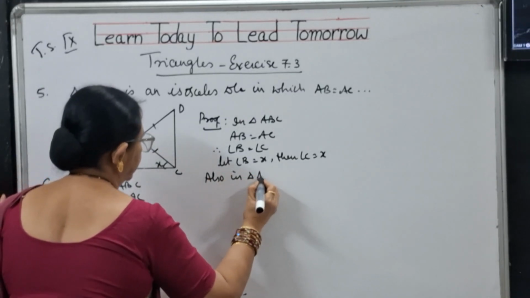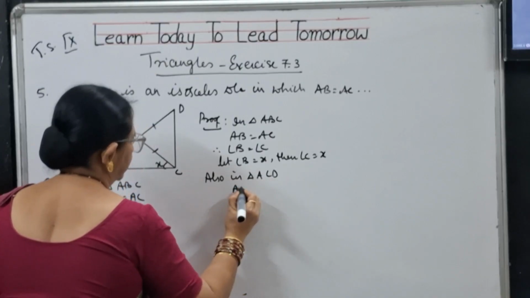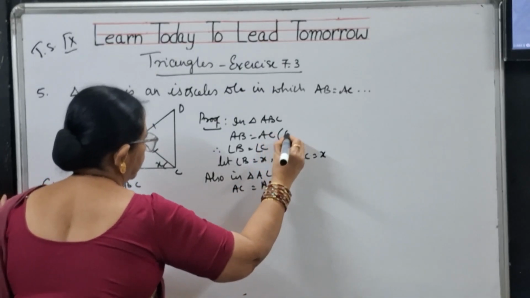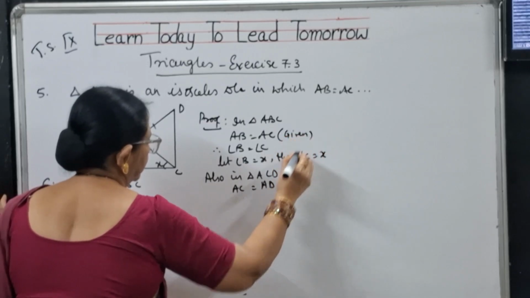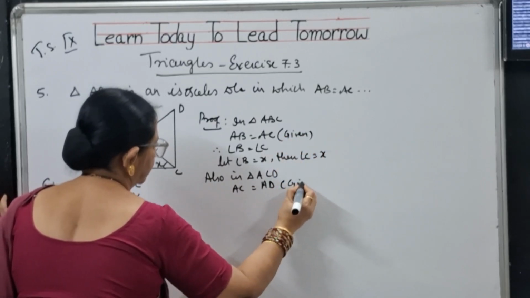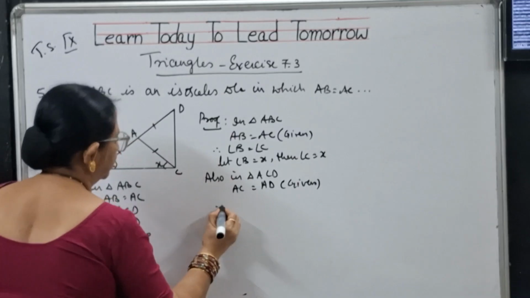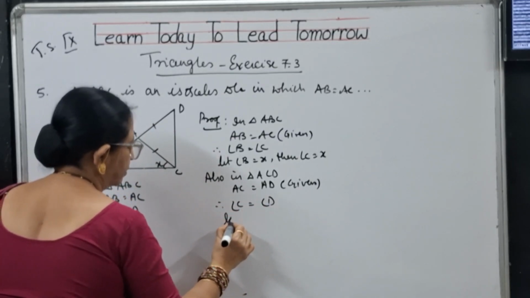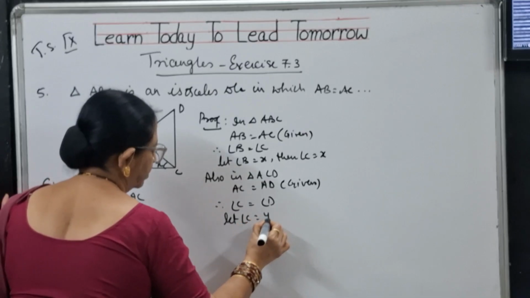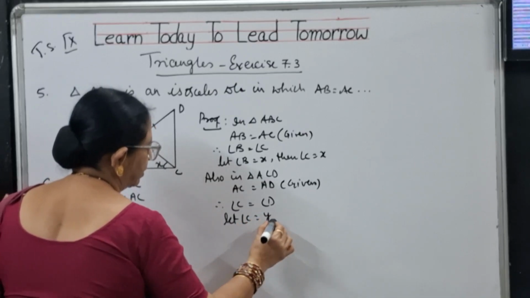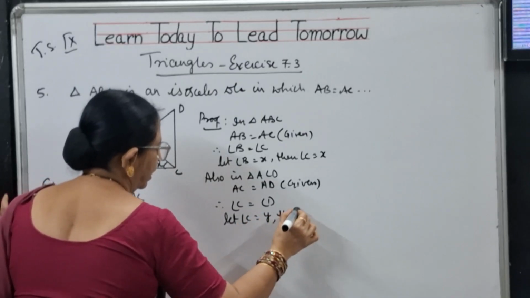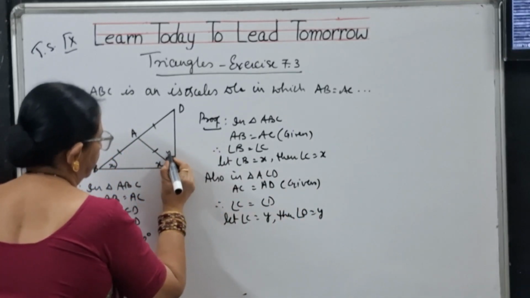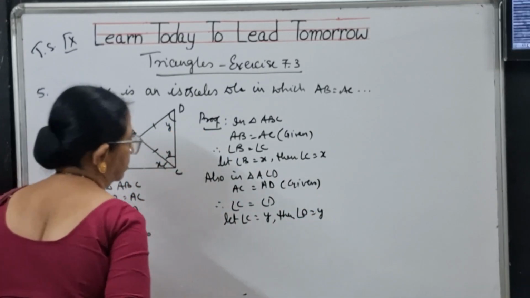in triangle ACD, AC is equal to AD. This is given to us, and here also it is given to us. Therefore, angle C is equal to angle D. Let us consider angle C is equal to Y. Then angle D is also equal to Y. So this is Y, this is also Y.